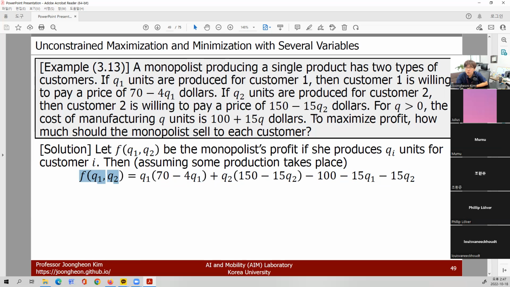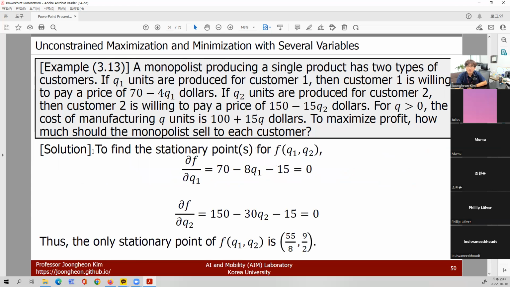Now you want to maximize your net income. You want to maximize your profit, okay? So this is your function. You want to maximize this one, right? And you have two different variables here. Then how can we do that, okay? Then, as I told you before, we have to find the stationary point, right?